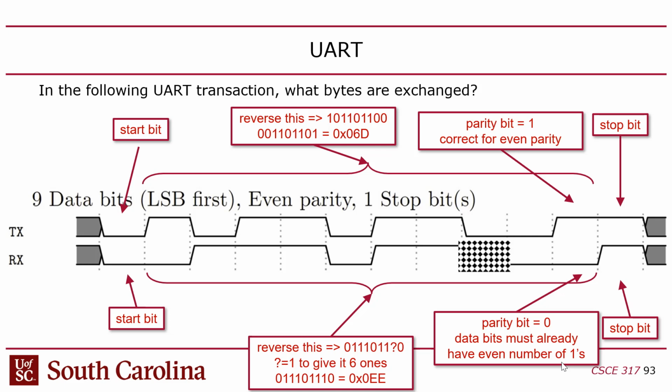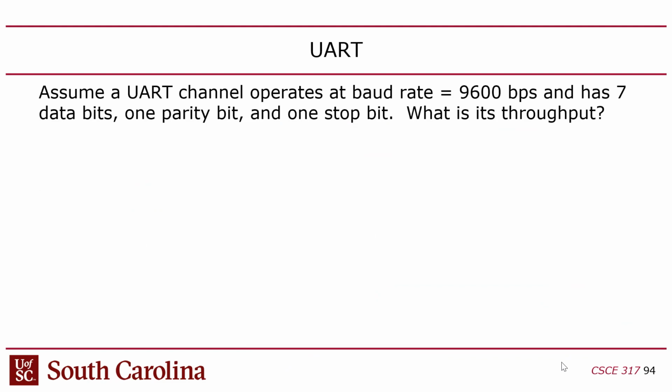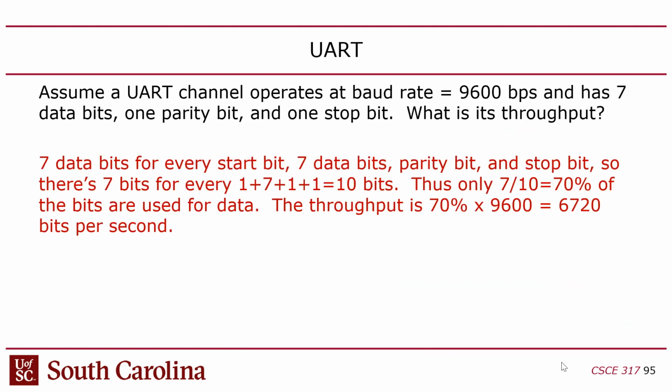The parity is optional with UART, as is even the number of bits in the transaction, although typically it's 8 bits. If you calculate the throughput as a function of baud rate, the baud rate is the channel speed, but inclusive of the start, stop and parity bits, so those don't convey data. So if you want to calculate the throughput, you have to take the number of data bits divided by the total bits and multiply it by the baud rate.